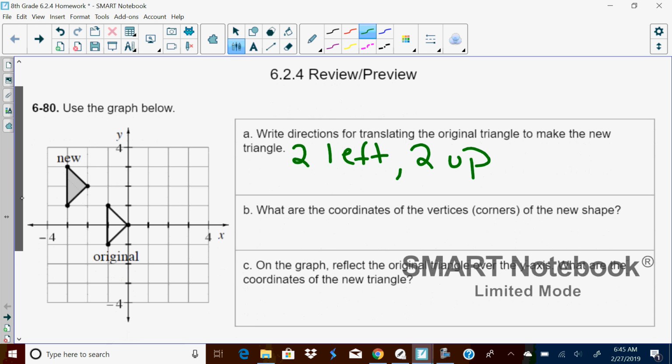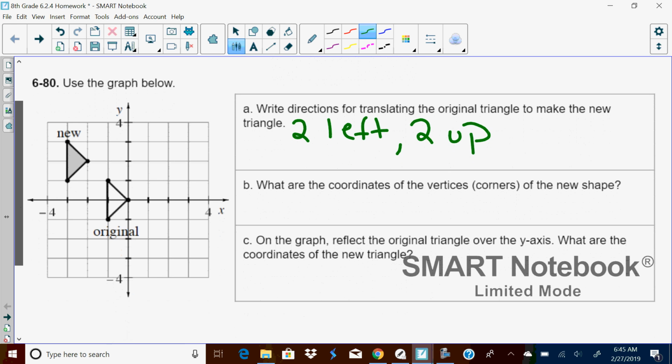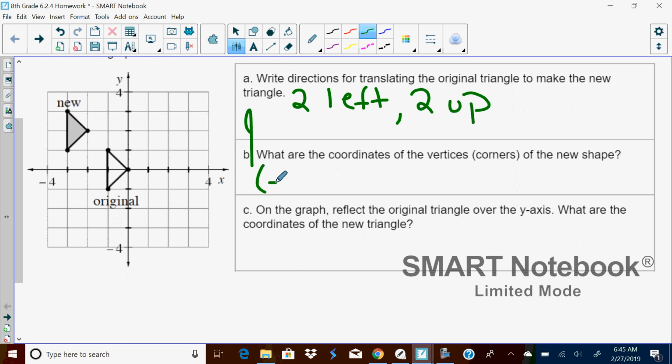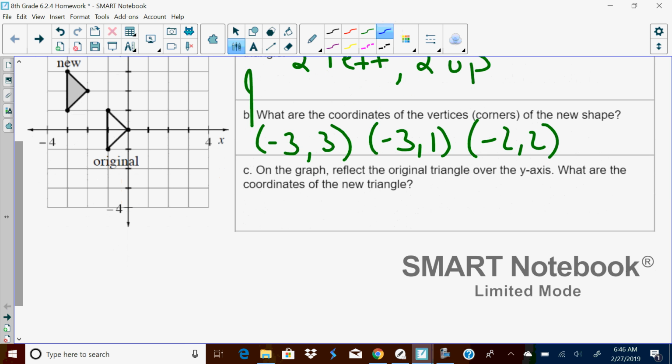Part B, what are the coordinates of the new shape? So the new shape is -3, 3, -3, 1, and -2, 2. So then it says, on the graph, reflect the original triangle over the y-axis.